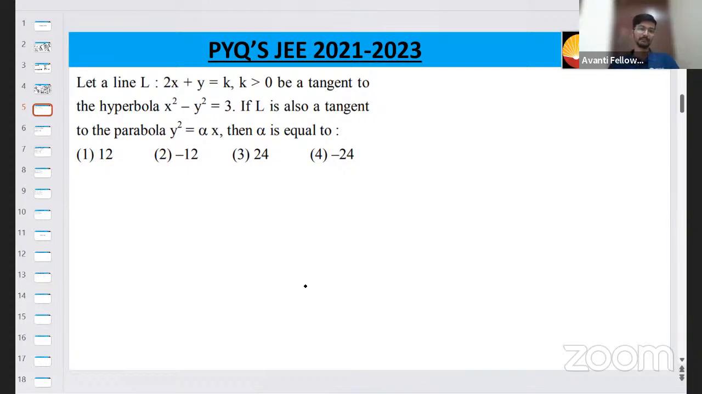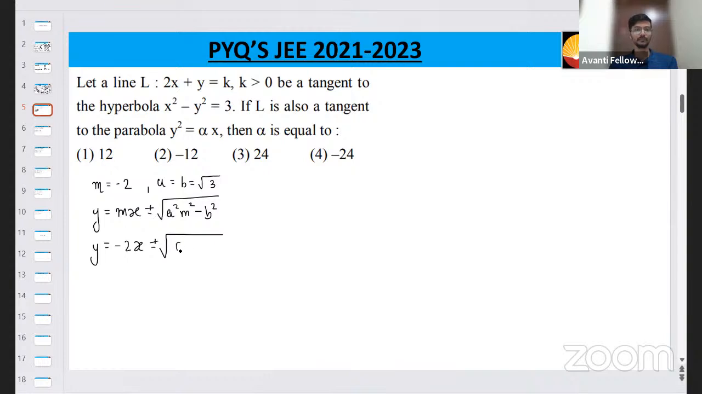Correct? These types of questions are asked many times, so it's better to know how to solve them. So what is the slope of this line? The slope of this line is -2. And the tangent to the hyperbola is given by y equals mx plus minus under root of a square m square minus b square. So here a and b are both equal, which are root 3. So we can write y is equal to minus 2x plus minus under root of 3 into 4 minus 3. So y plus 2x is equal to plus minus root 3.